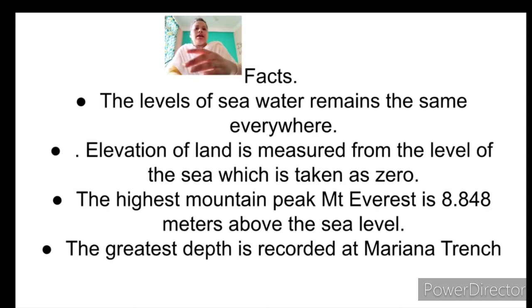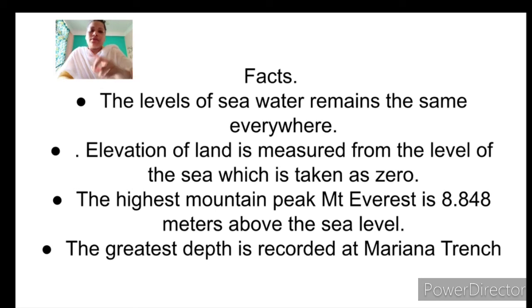Okay. So some facts that we have from this chapter is that the level of seawater remains the same everywhere. And elevation of land is measured from the level of the sea, which is taken as 0. So there is a mean level of the sea from where the measurement is taken, right? Why we say mean level, because the water is always available at that particular level. So from that level the measurement is taken, and that measurement starts from 0.